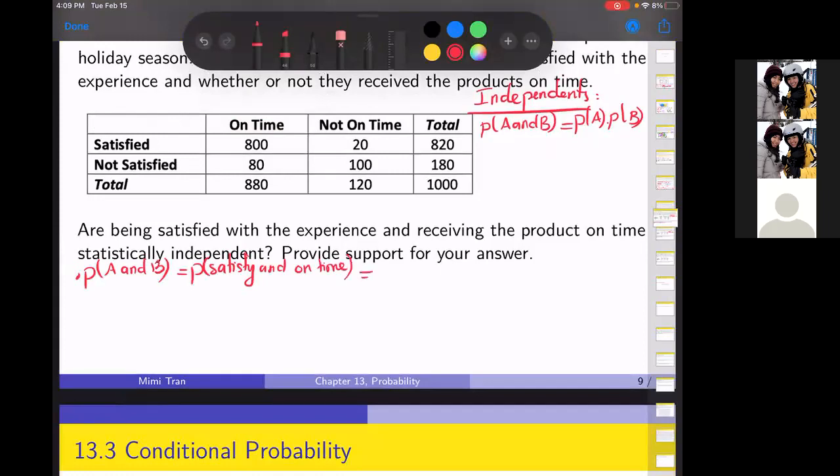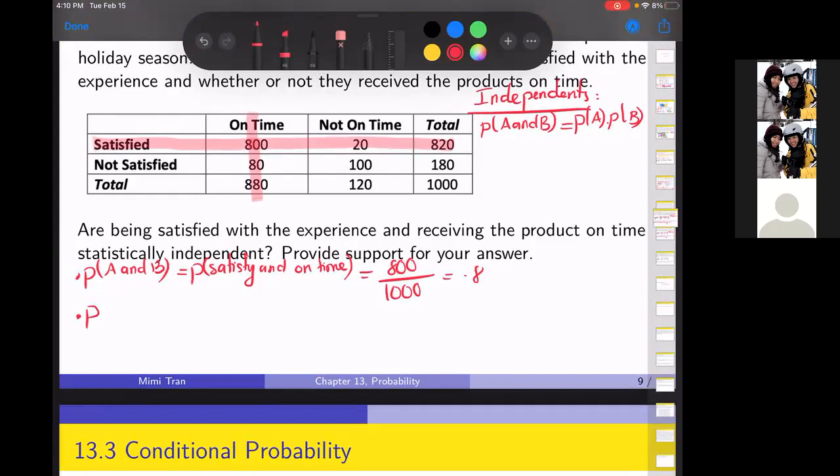On your table, let's highlight some stuff. Satisfied is right there. On time. So what is the intersection? The intersection is 800. But because you want probability, you don't want to put 800. 800 is the count, so divide by what? 1,000. So that's 0.8.